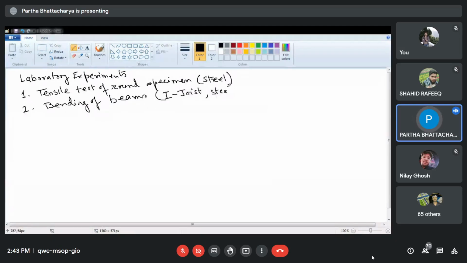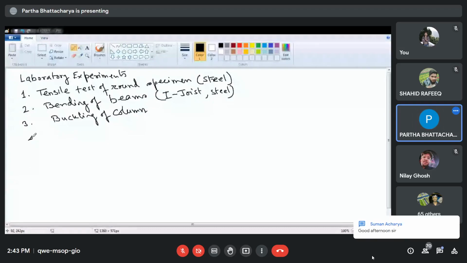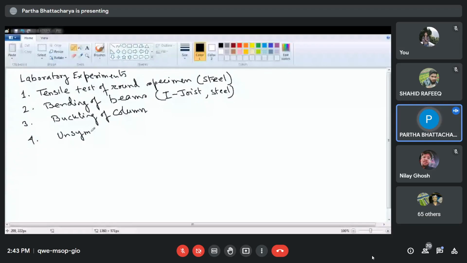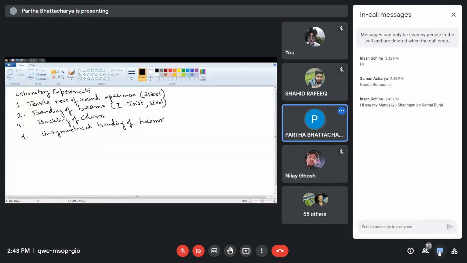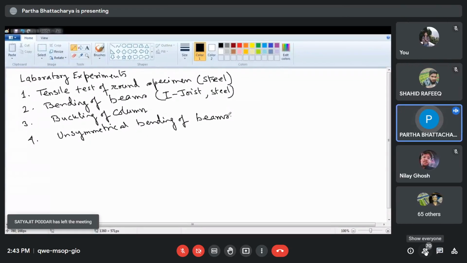The third experiment is buckling of column, and the fourth one is unsymmetrical bending of beams. These are the four experiments we will be performing in this class. That means each group is allotted 4 classes to perform these 4 tests.